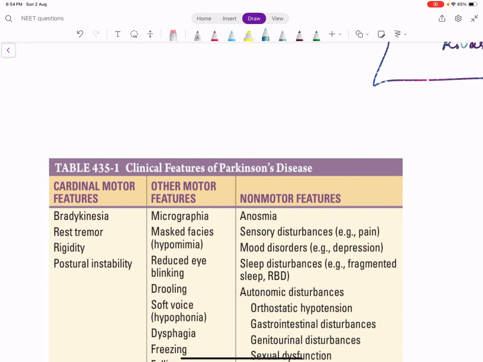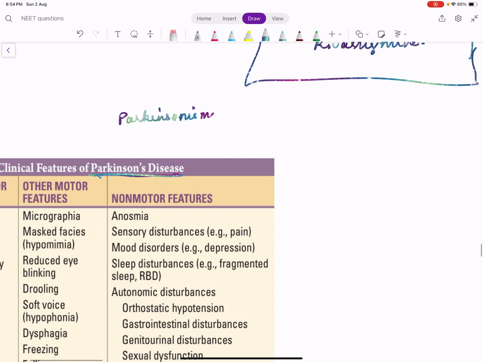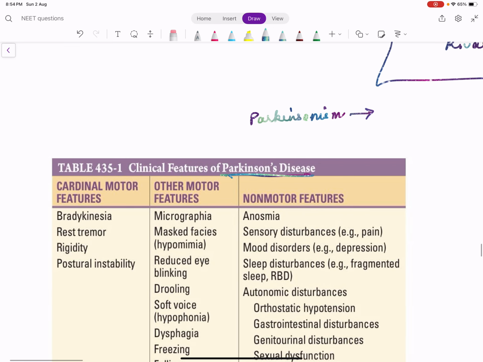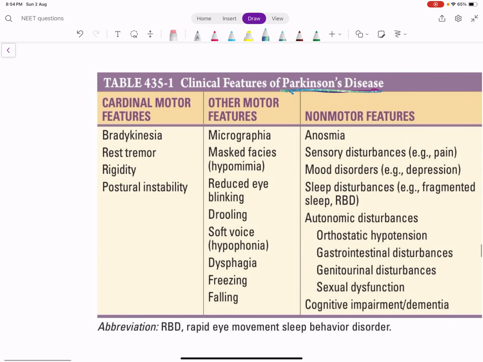The next neurodegenerative disease is Parkinson's disease. The term Parkinsonism is different from Parkinson's disease. Parkinsonism is the clinical syndrome which is characterized by a triad or a tetrad. See this tetrad. Bradykinesia, which is slow movement, resting tremor.